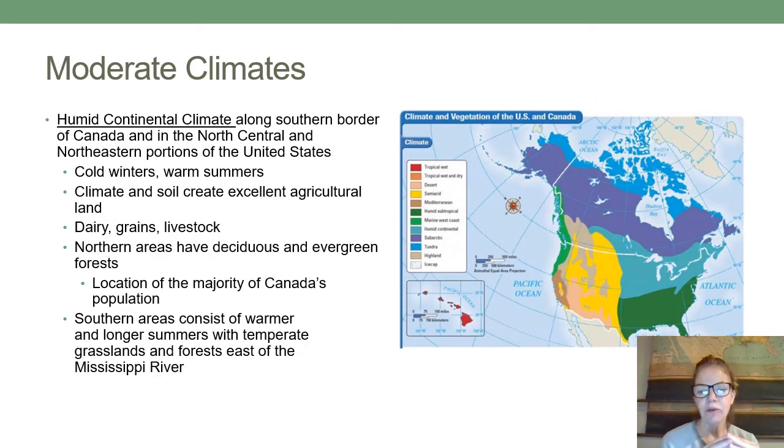Okay, so the area of North America that has more moderate climates is here where we live, right, around the Great Lakes.